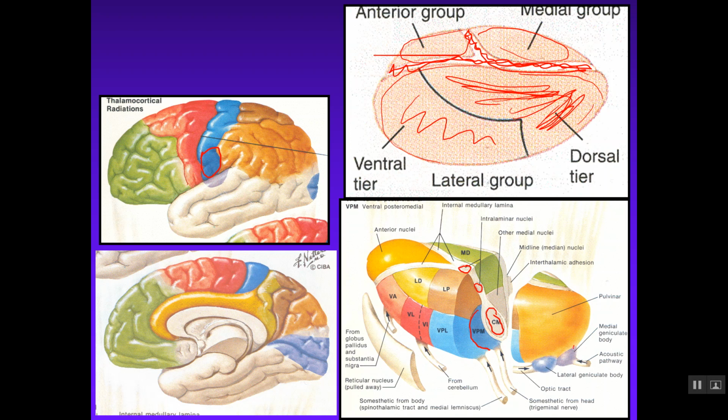And then here's your medial geniculate body and your lateral geniculate body sitting off the back of the thalamus in this dorsal tier. This back portion is also called the pulvinar, which is still part of the dorsal tier.